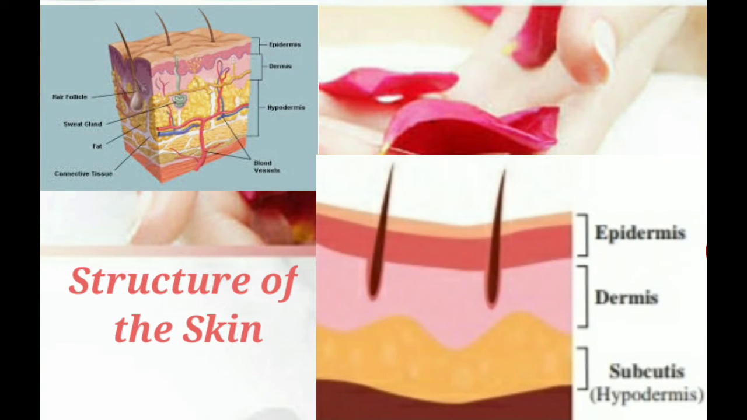Structure of the skin. Human skin is made up of two main layers. The outermost layer is called the epidermis and the layer below it is called the dermis. Below the dermis, there is a network of blood vessels and nerve fibers. The subcutaneous layer under this network maintains normal body temperature. The epidermis has various layers.